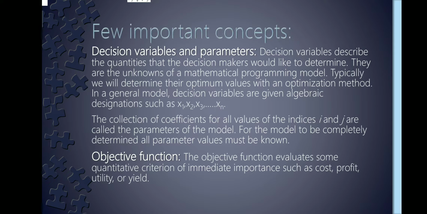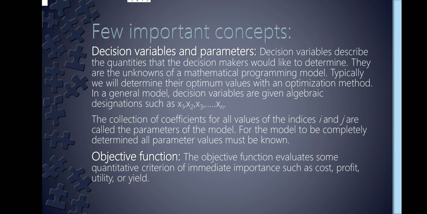In a general model, decision variables are given algebraic designations such as x1, x2, up to xn. The collection of coefficients for all values of indices i and j are called parameters of the model. For the model to be completely determined, all parameter values must be known. Right, so this is about decision variables and parameters.